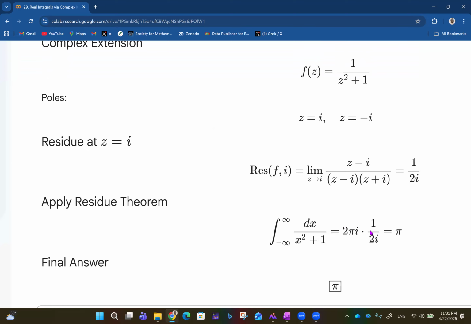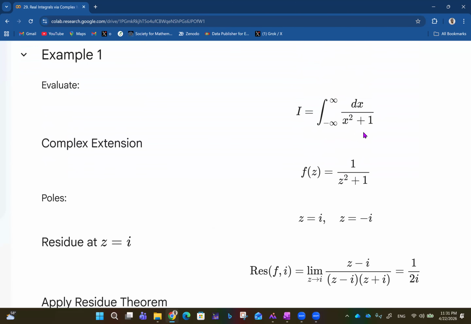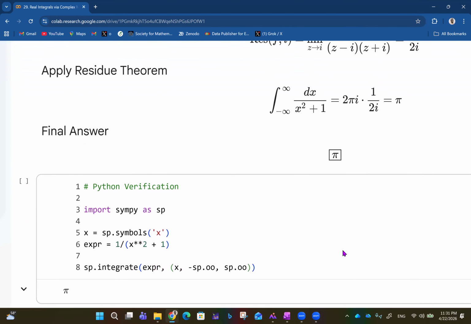So 2i cancels 2i, so you just get pi, and that's it. So the final answer is pi. If you do this in real calculus, you have to start substituting. Maybe you say let x be tan theta, and you do long stories, and you still end up getting the same pi. So there's no point if you can actually use this residue.